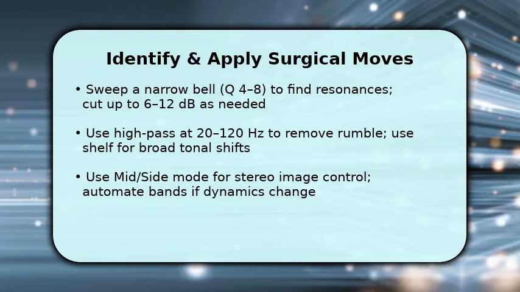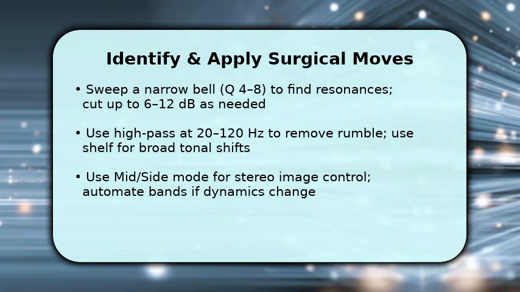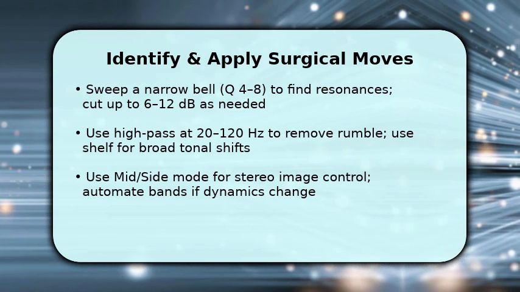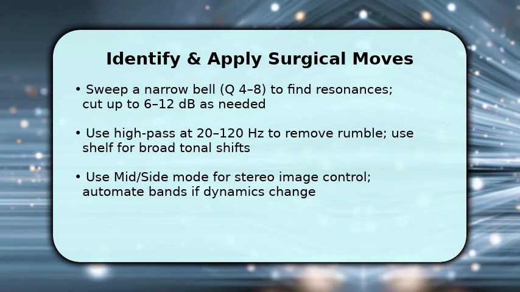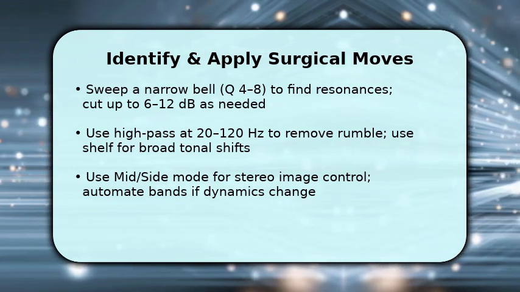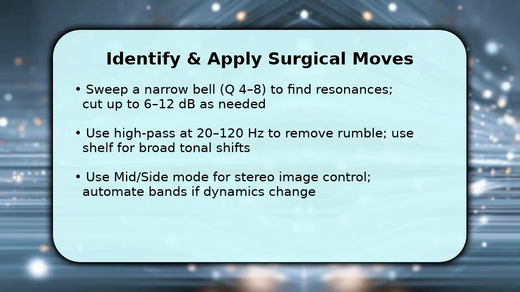Once done, apply a high pass to clear sub-rumble, then use a low or high shelf for broad tonal balancing. Make sure to toggle mid/side mode when stereo width issues appear, so you can tame center buildup or widen sides separately. Automate band gains if those issues shift across the track.